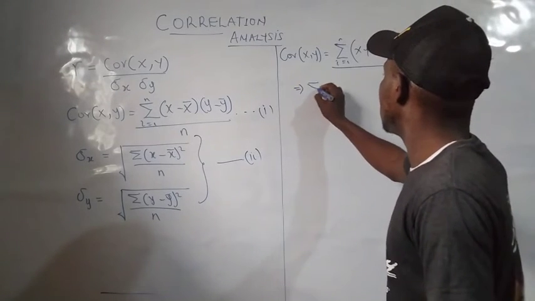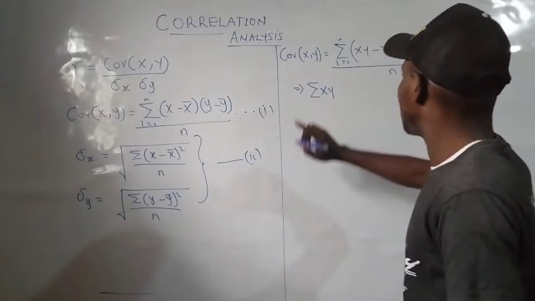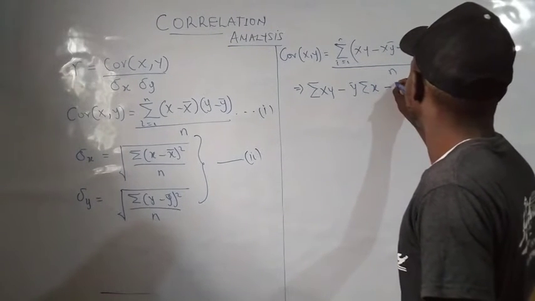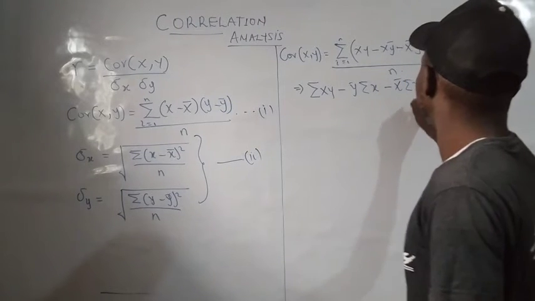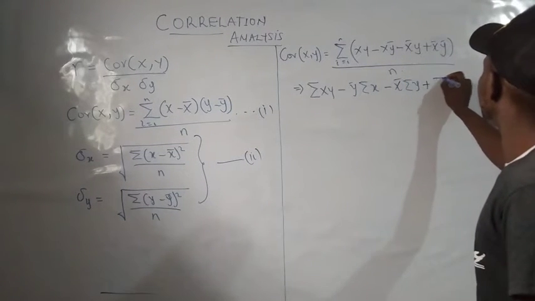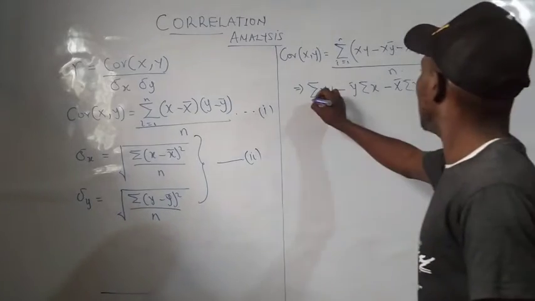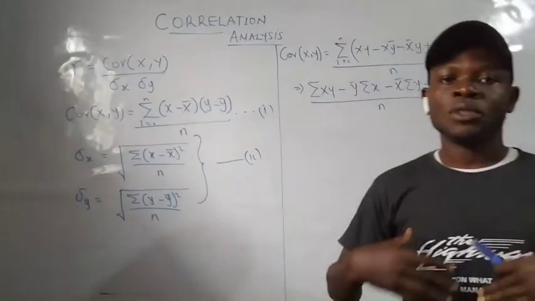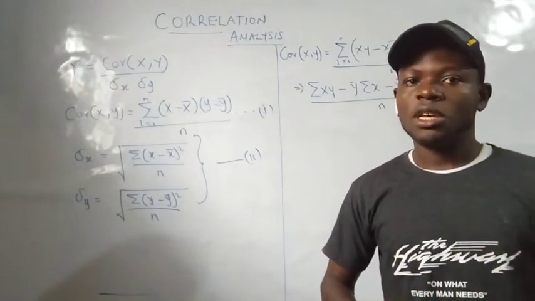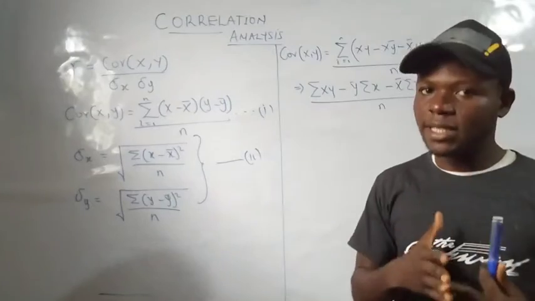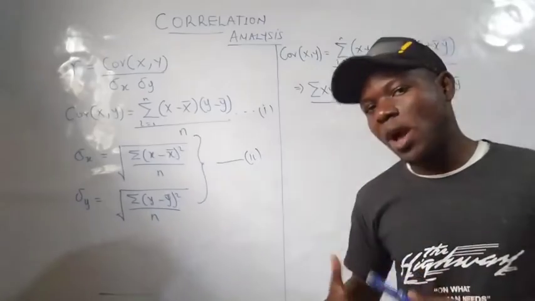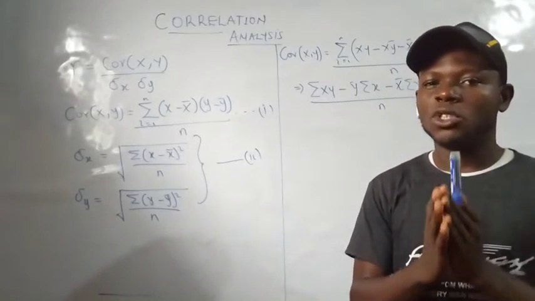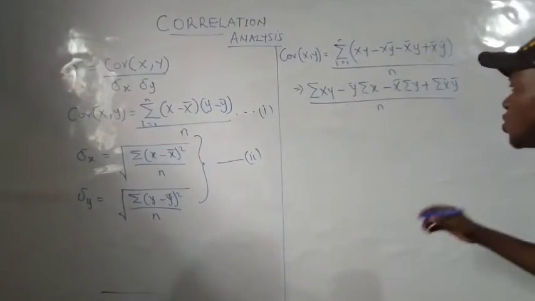Then use the summation to expand all of it. Then you'll see the summation of xy, minus y bar the summation of x, then minus x bar the summation of y, plus the summation of x bar y bar, all over n. Now, I know you know that our x bar and y bar are constant. They are constant because they are already a numerical value. X bar is not the same as our x, and y bar is not the same as our y. The difference is that x and y are variables, while x bar and y bar are constants. They are the mean of a given set of values.